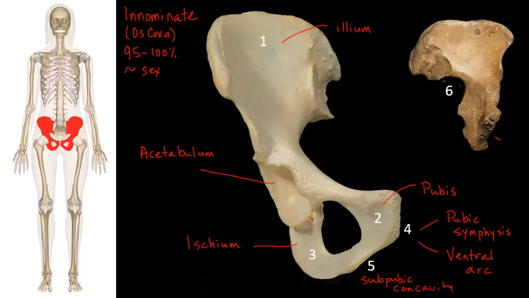And I'm just going to add something here. This is called the ischiopubic ramus. Okay. And taking a look at that area is also important for being able to determine or estimate the sex of the individual. Moving up to number six, this is called the greater sciatic notch.